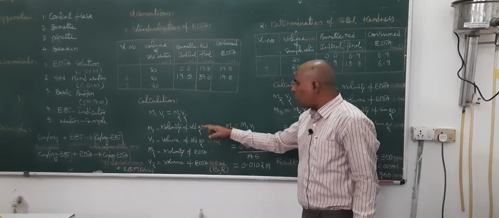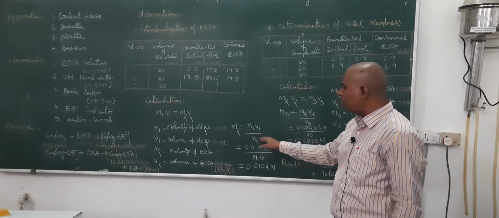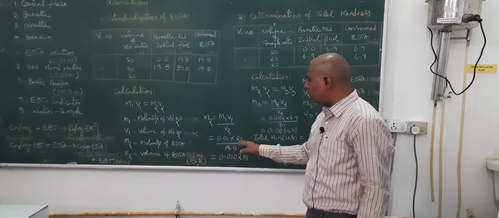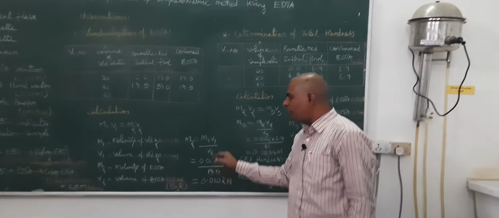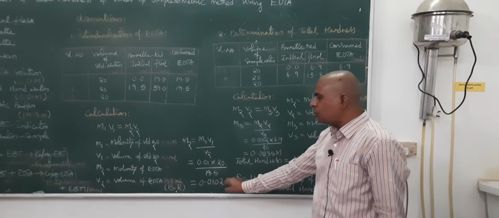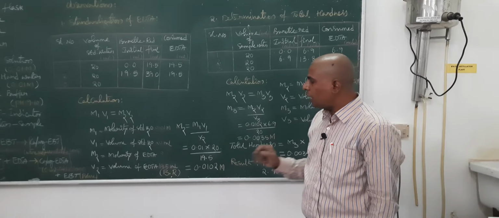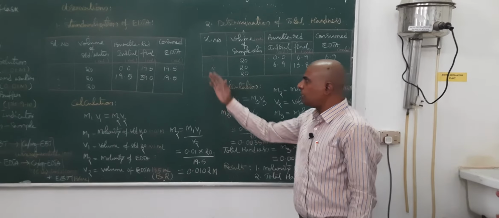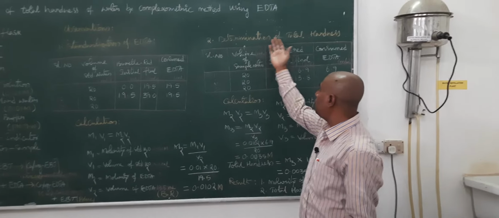When you substitute all these in the formula, M2 is the unknown, M2 = M1V1/V2. So we have 0.01 for standard hard water, and we take 20 by 19.5. When you simplify, we get 0.0102 molar. So it's an exact concentration: 0.0102 molar. This is the standardization of EDTA, one step over. In the second step, determination of total hardness.